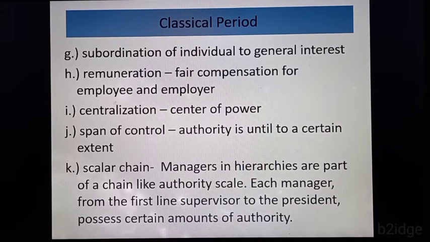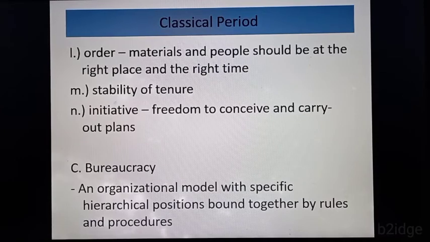And there is also the centralization, which is the center of power. Then the span of control, which is authority. Authority is limited to a certain extent. And then there's the scalar chain, where managers in hierarchies are part of a chain like an authority scale. Each manager, from the first line supervisor to the president, possesses certain amounts of authority. Then there's order. Materials and people should be at the right place and at the right time.